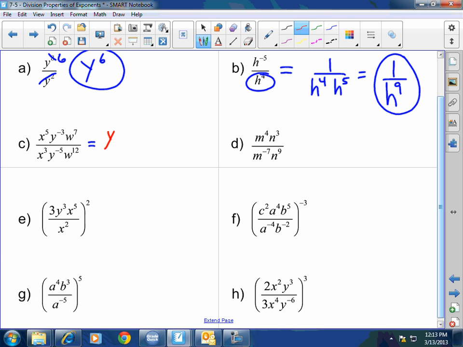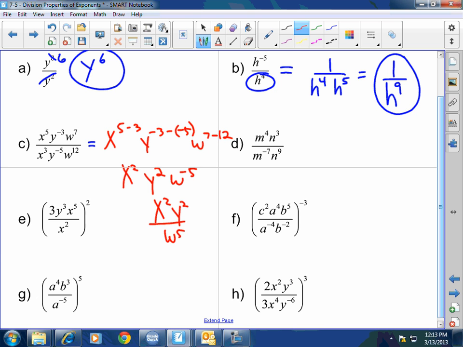And this is going to be x to the 5 minus 3, y to the negative 3 minus a negative 5, w to the 7 minus 12. And then this is going to be x squared, y squared, w to the negative 5. Then that's going to be x squared, y squared over w to the 5th. There is nothing wrong with that.